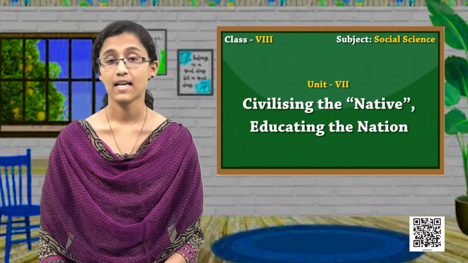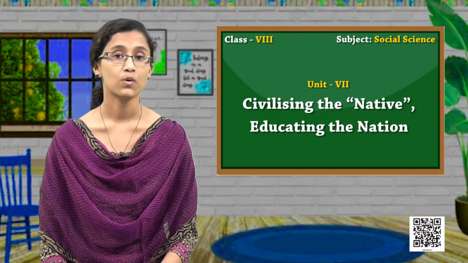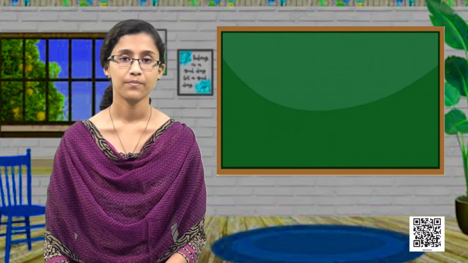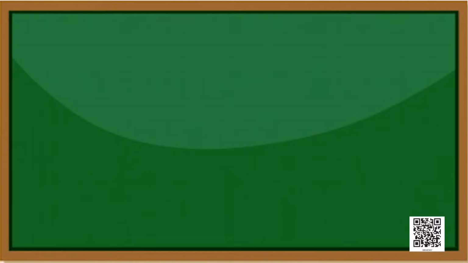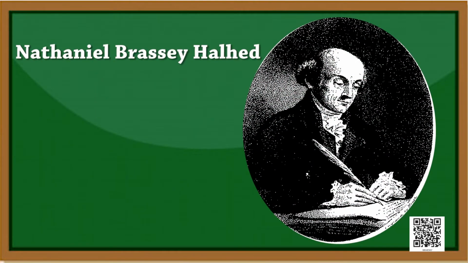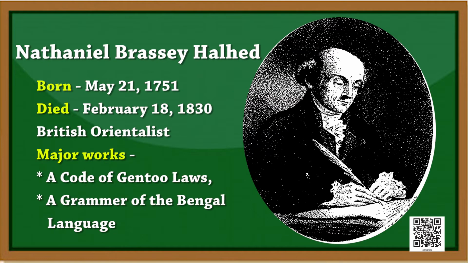Let us look at some of the British officials who led this change. Do you remember N.B. Halhed and what he did? If you do remember, N.B. Halhed or Nathaniel Brassey Halhed had translated a digest of Hindu laws as part of the British efforts to bring uniformity in the legal system. He was interested in Indian culture and knowledge and studied it.